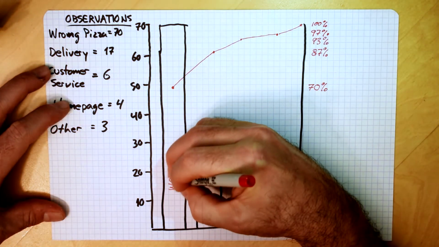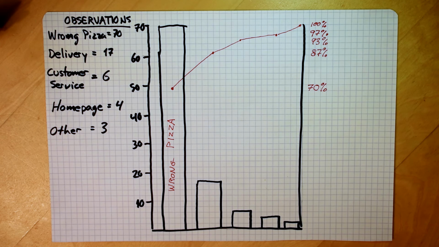The team decides to work on the wrong pizza, not as originally expected, only on the delivery service. If the team wanted to, they could further explore the category wrong pizza. Here is an example of what they had done. They found that most of the customer complaints of wrong pizza were caused by wrong toppings and the pizza being cold. A Pareto chart is very useful in bringing the cooperation of all those involved.